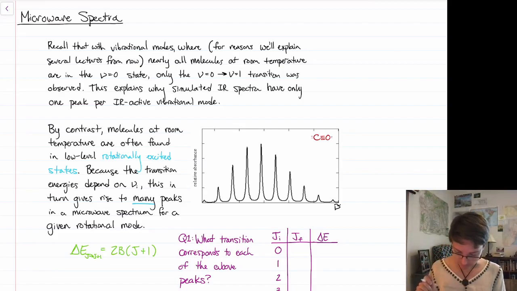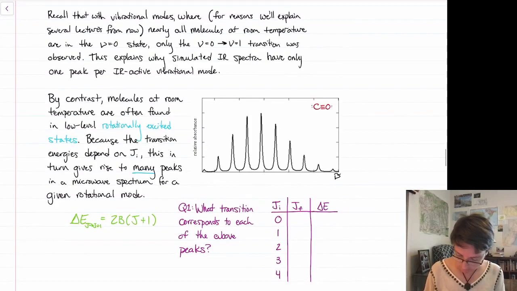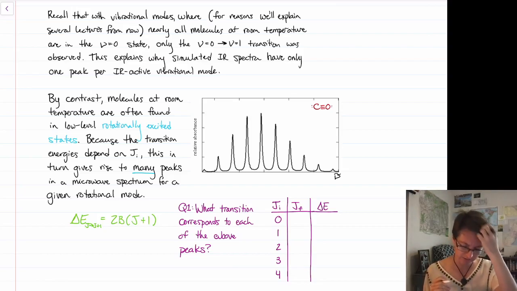Because the transition energies in turn depend on our quantum number, J initial, this in turn gives rise to many peaks in the microwave spectrum for a given rotational mode. And so a question that I want us to solve as a group is, again, here I'm writing down one more time my expression for delta E, that change in energy for going between rotational levels.